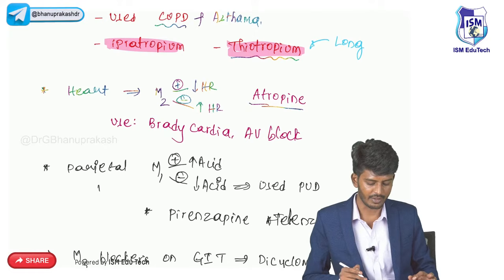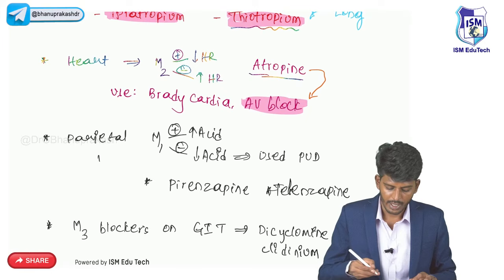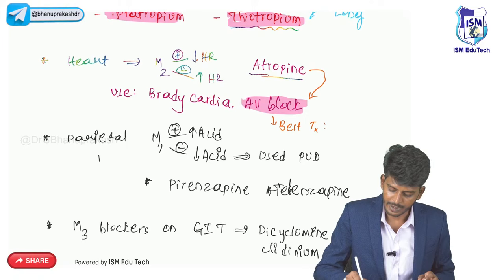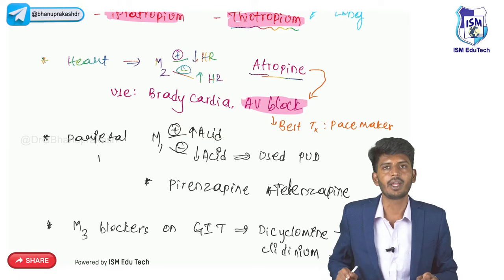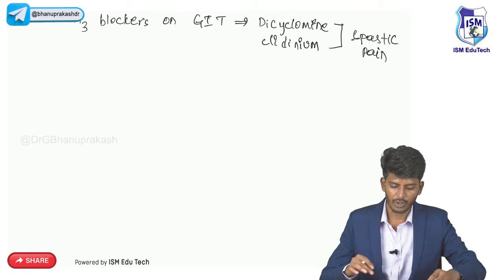Okay. So, among these, I want you to remember some of the most important aspects. What is the best drug used for AV block? They're going to ask you. You need to mark it as best drug, not the best treatment. Okay. For AV block, the best treatment is pacemaker. Best drug is your atropine. Okay. Now, M3 blockers in the GIT. Let's go to the next aspect.